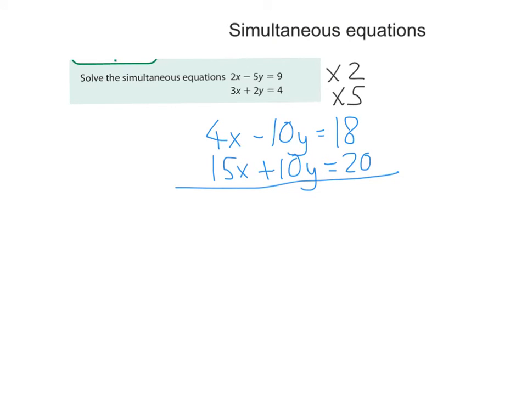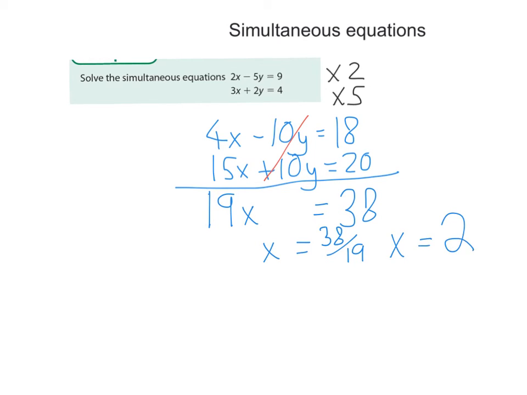So let's solve for our x now. Both of them are pluses, 4x and 15x, so that becomes 19x. The two y's cancel out, they're gone. And 18 plus 20, again, both of them are pluses, so 18 plus 20 is 38. So now 19x is equal to 38, so to find what x is, 19 times some number is 38, so the opposite of multiplied is divide. So 38 divided by 19, so I get x is equal to 2.